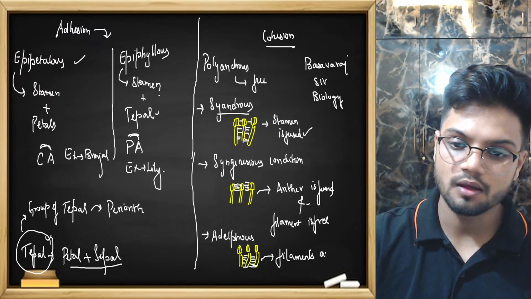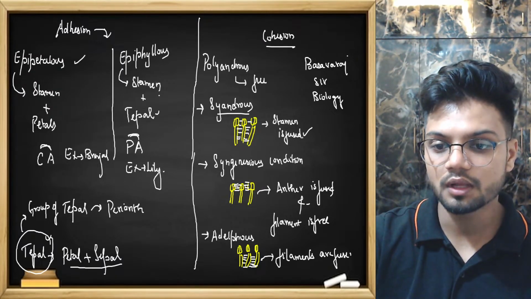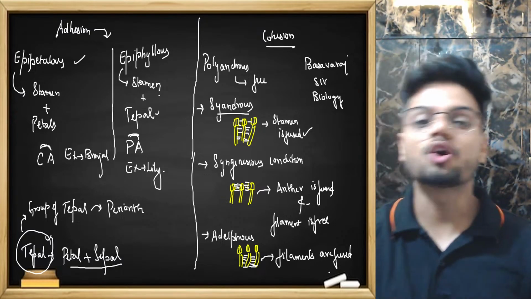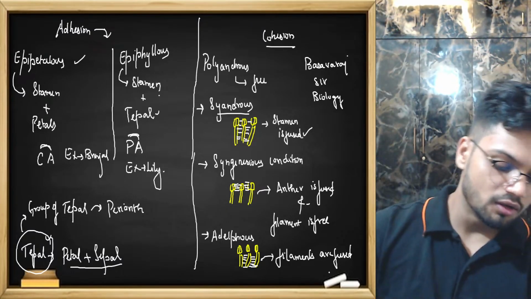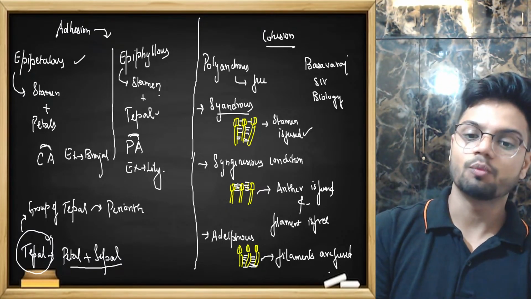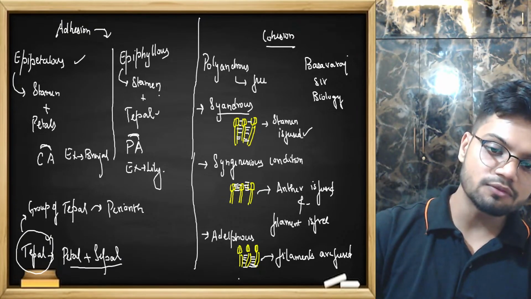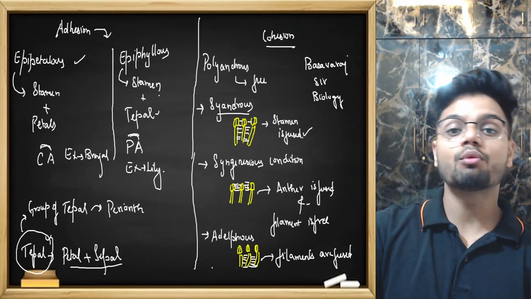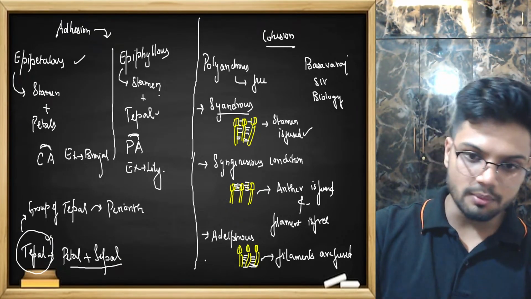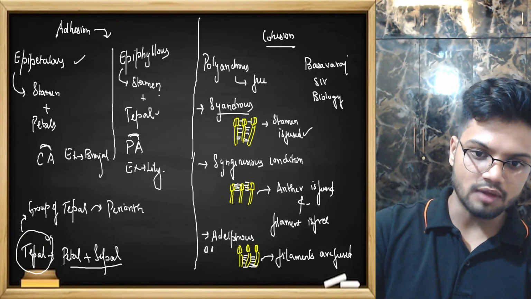Now you tell me, students, filaments are fused in how many bundles here? One bundle. So, if filaments are fused into one bundle, it is called monoadelphous. For example, we had anther like this.